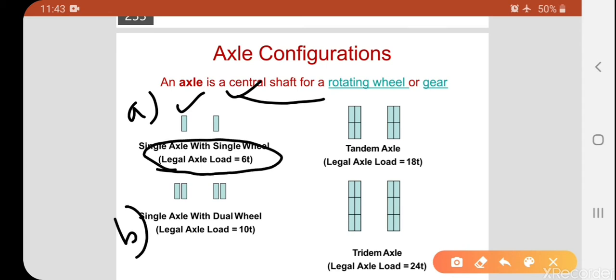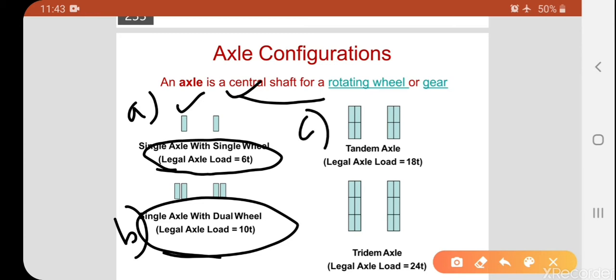In case B, single axle with dual wheel. Here 5 plus 5, around 10 tons will be applied. Compared to single axle with single wheel, the load will be more here. And the third case, that is C, tandem wheel. Here the legal axle load will be 18 tons, more than the first and second.